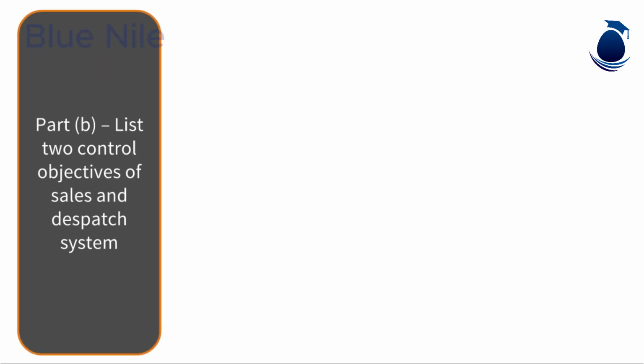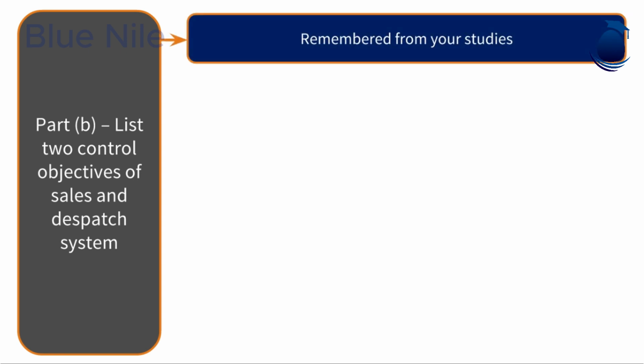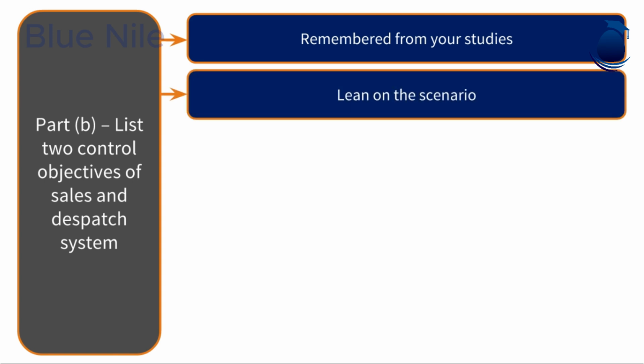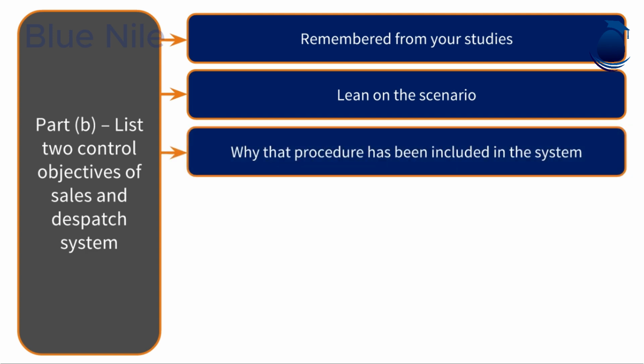Part B requires us to list 2 control objectives of the sales and dispatch system. Examples of control objectives in a sales system can be remembered from your studies. However, you can lean on the scenario to help you think of control objectives by looking at the controls that are in place in Oregano. If you identify a control in the sales and dispatch system, you can then think about why that procedure has been included in the system. It is the reason why we have the control that the question is looking for.